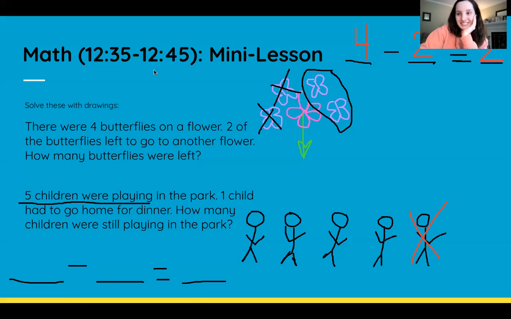All right, are you ready to find out what it really is? All right, so we started with 5. So I'm going to write 5 to start. Then I see a subtraction sign. That means take away. I took away 1. My equals is how many are left. I have 4 kids left after I took 1 away.